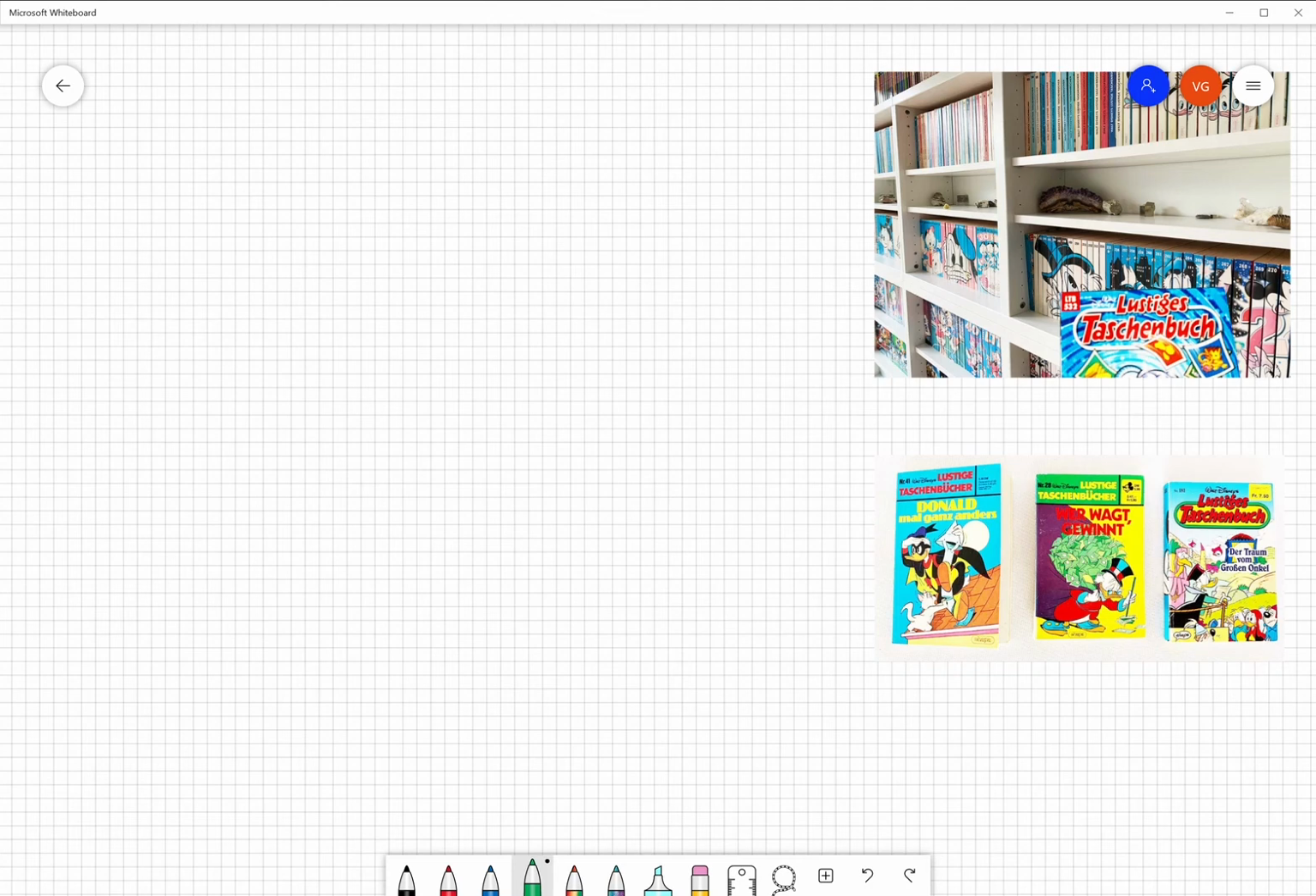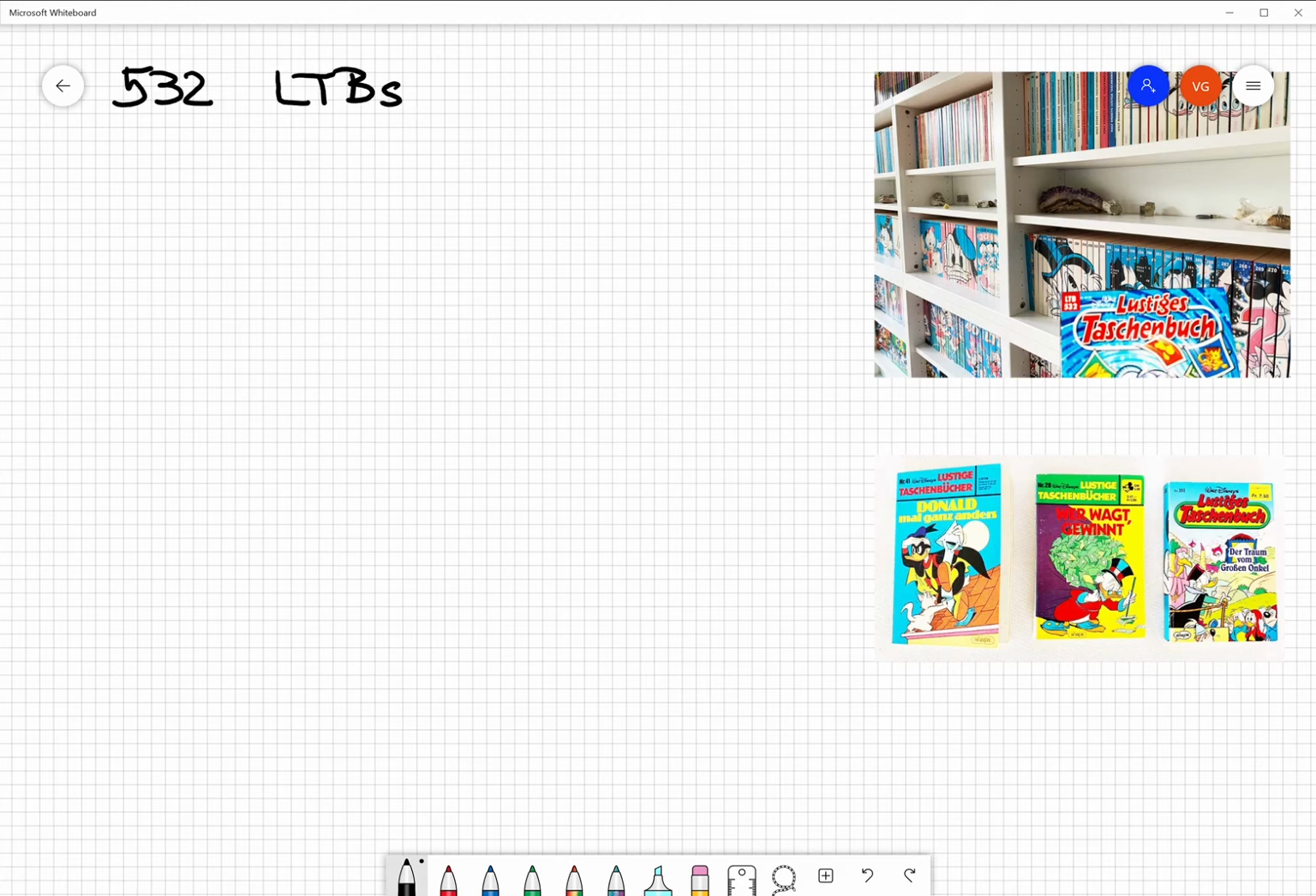Okay, this is a combinatorics problem. It's about my 532 LTB collection. You see the picture in the corner, and I might have mentioned this before. So 532 LTB. This is what we have to choose from.